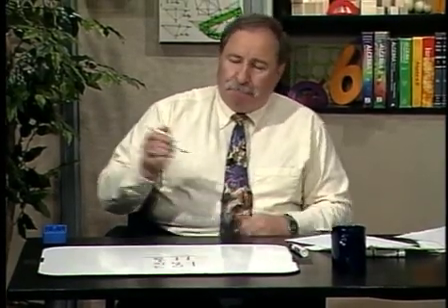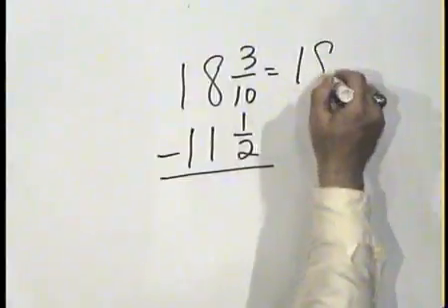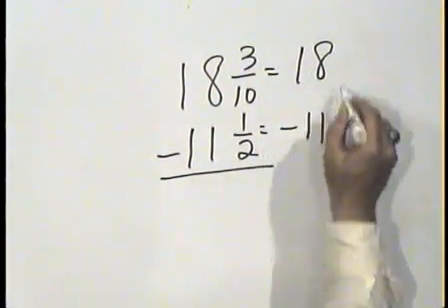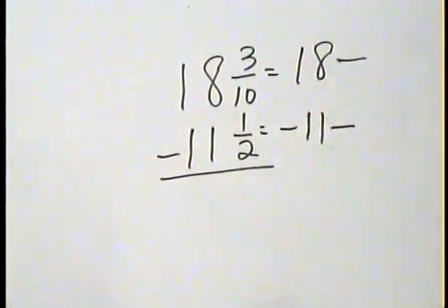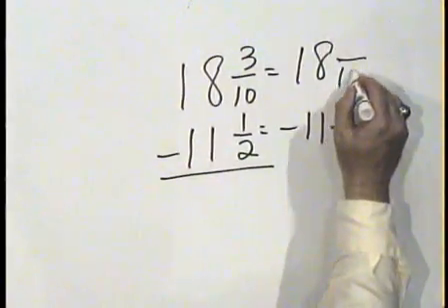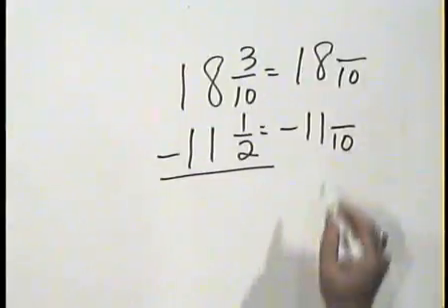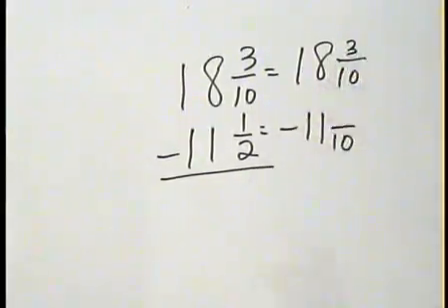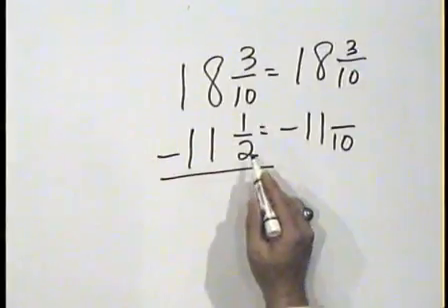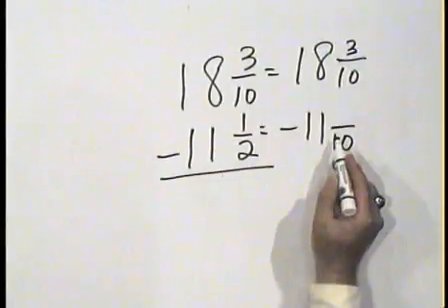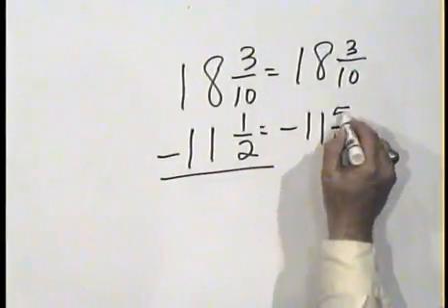Okay, let's see. Write down my 18 and 3/10 minus 11 and 1/2. Common denominator, of course, is 10. You could use 20. In fact, you could use 1,000, any number that's divisible by both 2 and 10. But let's use the lowest common denominator, 10. 3/10 is equal to 3/10. 1/2, well, 2 times 5 is 10, so 1 times 5 is 5.